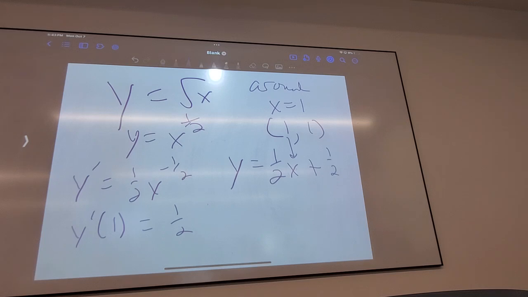So still, Jeff, what good is this? If you plug in anything close to 1, I can get a reasonable approximation for it by using this instead of the square root. So let's look at 1.2. What if x is 1.2? What's our approximation then going to be? 1/2 of 1.2 plus 0.5. We just write it as a decimal. What's 1/2 of 1.2? 0.6. What's 0.6 plus 0.5? 1.1.